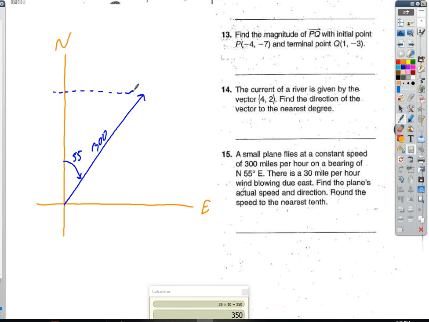Uh-oh. Our rally flag just fell down in a place where I can't get to it. Oh, that's not true. I can't get to it.